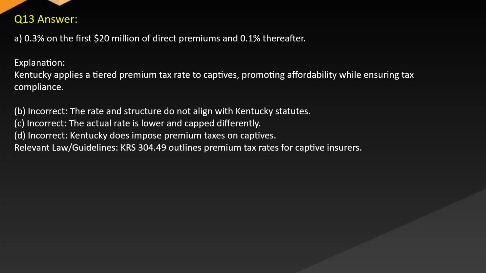Answer: A. 0.3% on the first $20 million of direct premiums and 0.1% thereafter. Explanation: Kentucky applies a tiered premium tax rate to captives, promoting affordability while ensuring tax compliance. B. Incorrect. The rate and structure do not align with Kentucky statutes. C. Incorrect. The actual rate is lower and capped differently. D. Incorrect. Kentucky does impose premium taxes on captives. Relevant law guidelines: KRS 304.49 outlines premium tax rates for captive insurers.